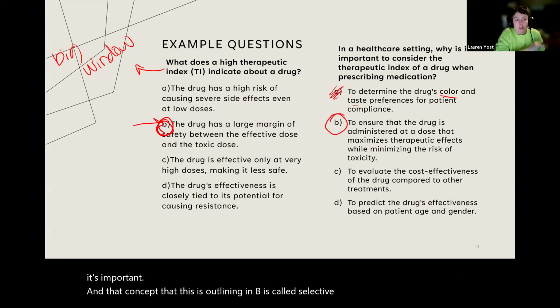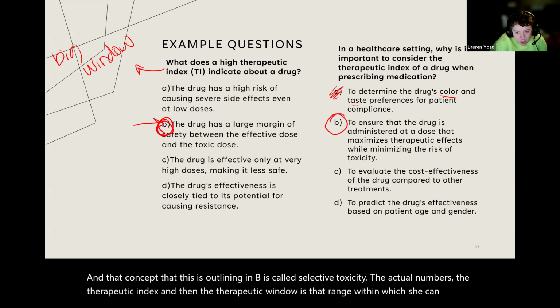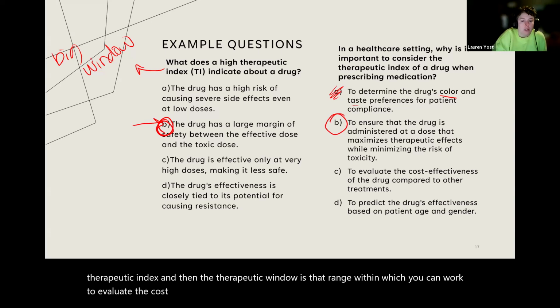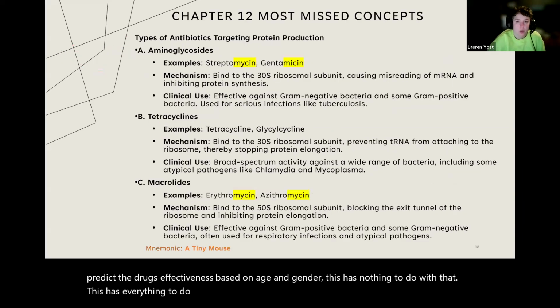The actual numbers are the therapeutic index, and the therapeutic window is that range within which you can work. To evaluate the cost effectiveness, we're not talking about cost effectiveness here, and to predict the drug's effectiveness based on age and gender, this has nothing to do with that. This has everything to do with the difference between where it's effective and where it becomes toxic.